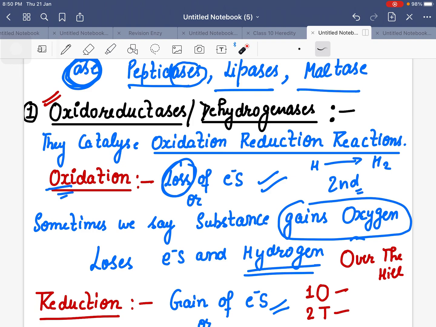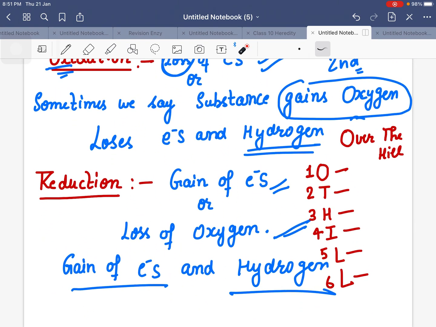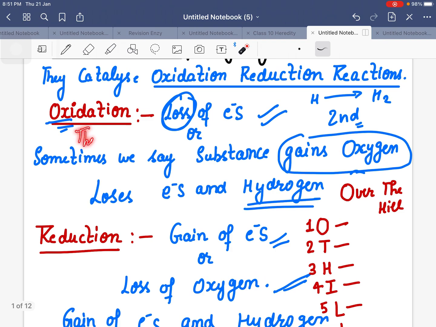Oxidation means losing. It means I already have a lot, and I am giving away: loss of electrons, and sometimes we say gain of oxygen, because it is oxidation, and we can say loss of hydrogen. When they give hydrogen, actually I will not use the word transfer, they give hydrogen. So loss of electrons and hydrogen, or gain of oxygen, is the definition of oxidation. And those enzymes which catalyze reactions in which there is loss of electrons are called oxidases.